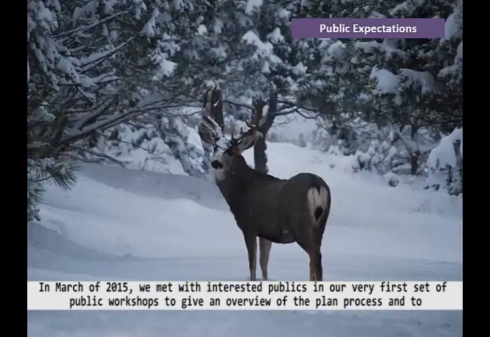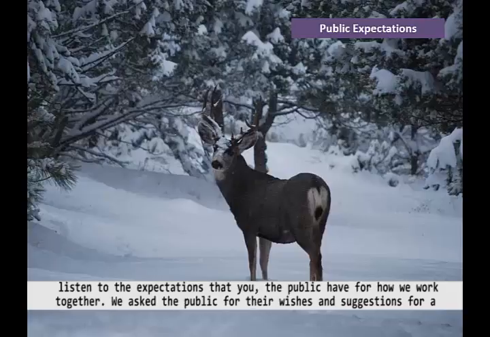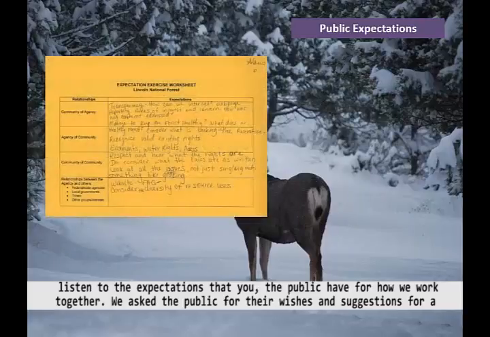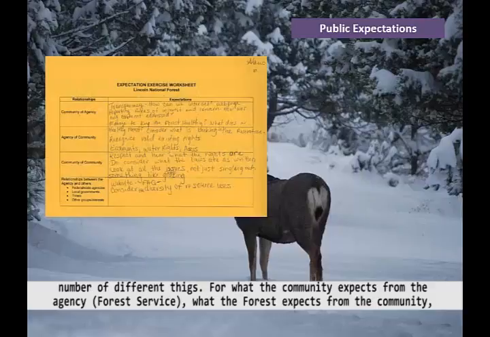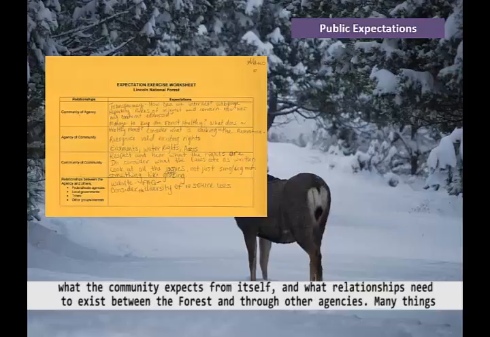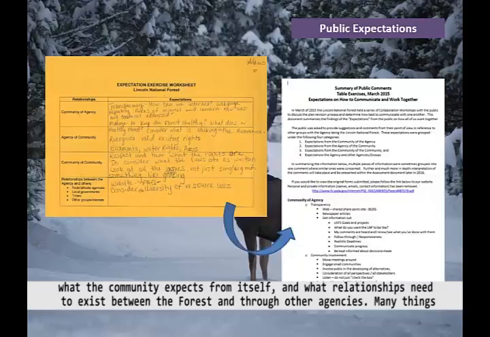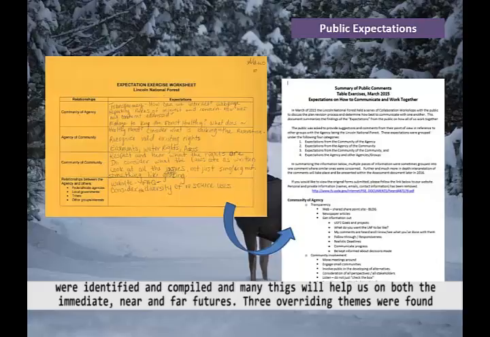In March of 2015, we met with interested publics in our very first set of public workshops to give an overview of the plan process and to listen to the expectations that you, the public, have for how we work together. We asked the public for their wishes and suggestions for a number of different things: for what the community expects from the agency or the Forest Service, what the forest expects from the community, what the community expects from the community itself, and what kind of relationships need to exist between the forest and other agencies. Many things were identified and compiled, and many things will help us in both the immediate, near, and far futures.